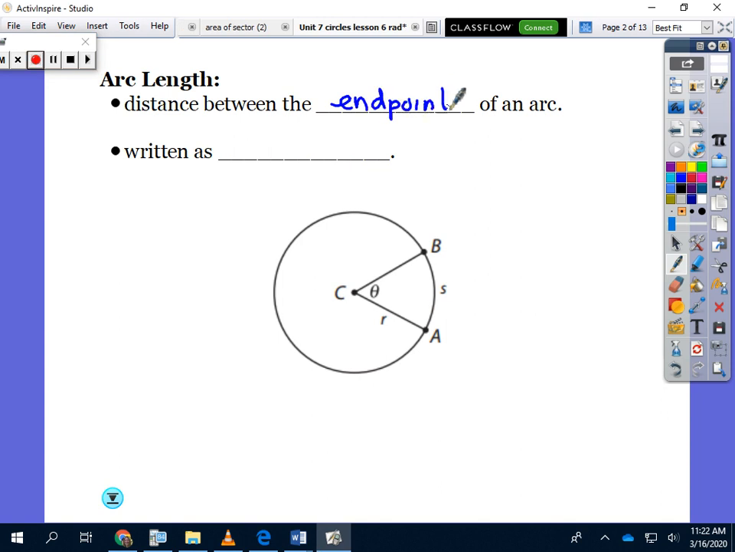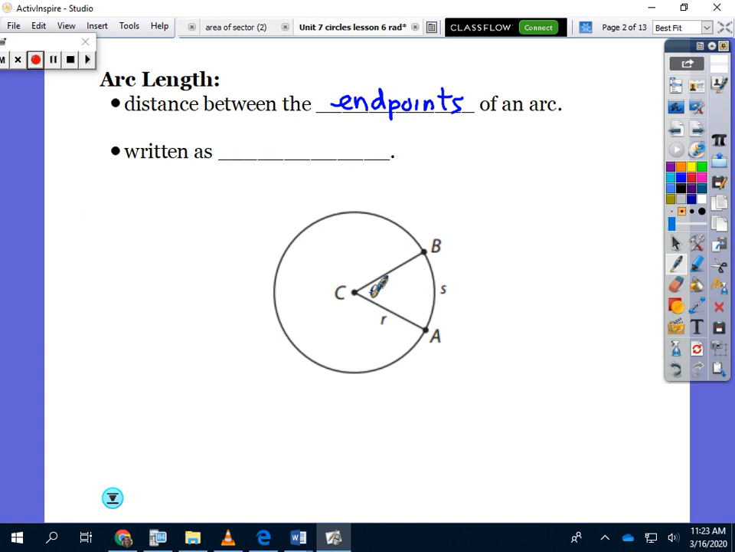And in the last unit, we calculated arc length using degrees. If we know the degree of that angle measure, because we know since this is a central angle, the degrees of this arc are equal to the degrees of this central angle. But in this unit, we're going to talk about a different way to measure angles, and they're called radians.